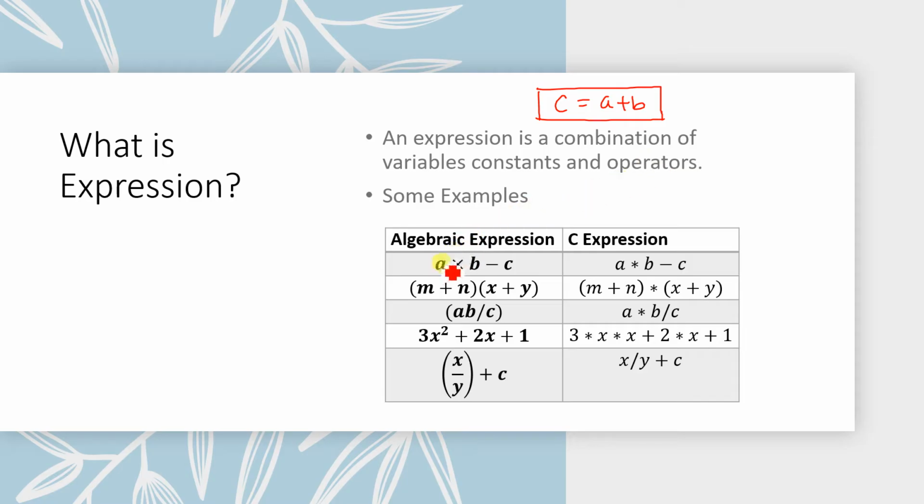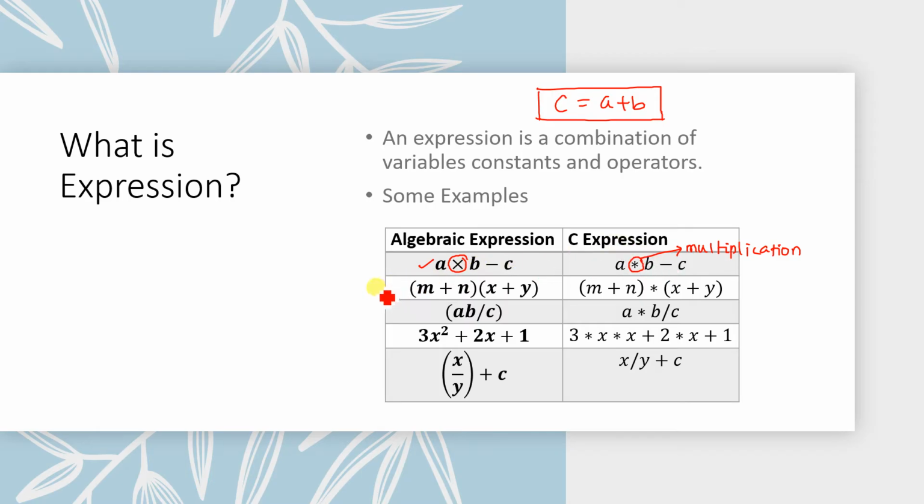You can notice here we have taken the first expression, that is A into B minus C. Here the multiplication symbol is not present on your keyboard. So in C, while you are writing this expression, you need to specify the star symbol over here. Obviously this star symbol is used for multiplication. So you need to write this symbol while writing this expression in the C programming language.